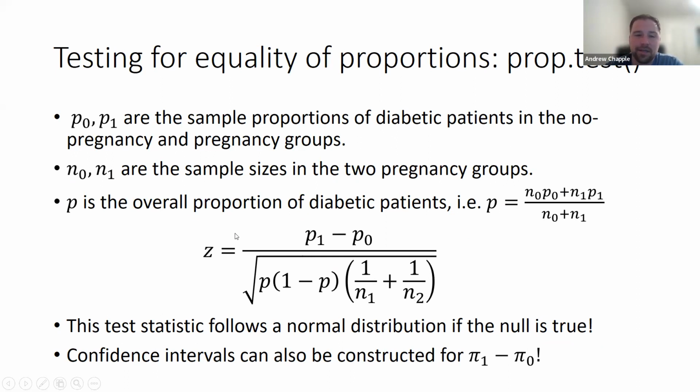This test statistic Z here follows a normal distribution if the null hypothesis is true. And you can also get confidence intervals for this difference. So it's a lot like the confidence intervals we got for mu2 minus mu1. We can do the same thing for these probabilities.